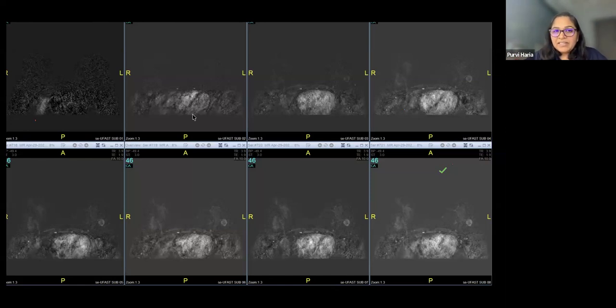Now here is the second subtracted phase of the ultrafast sequence. Here we see contrast only in the heart. There is nothing else which is enhancing inside the breast. You also see it is more in the right ventricle than in the left ventricle. So the contrast is probably yet to enter, or has just entered, the left ventricle.